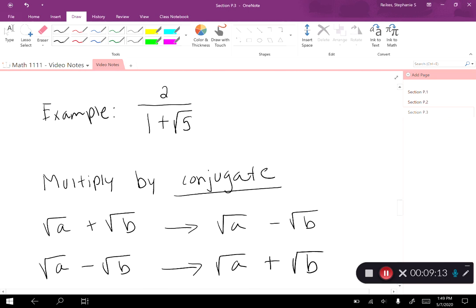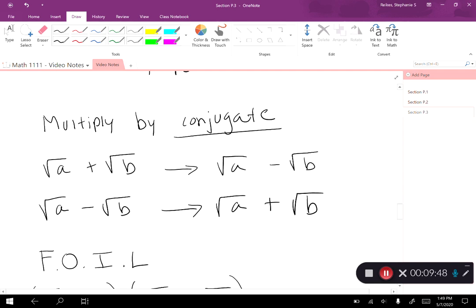All right, let's take a look at this next example. What happens though when I have more than one term in my denominator? So for this example, I have 2 over 1 plus square root 5. I need to still rationalize the denominator because I don't want the square root of 5. However, I can't just multiply square root of 5 top and bottom like I did on the previous example. It just won't work. I'll still end up with the square root in the bottom. So I have to use this new technique called multiplying by the conjugate.